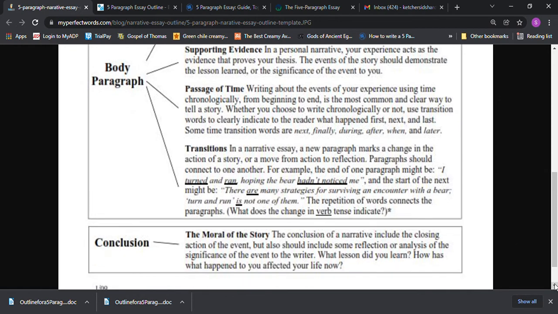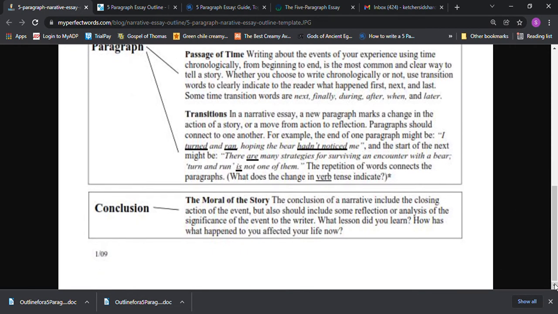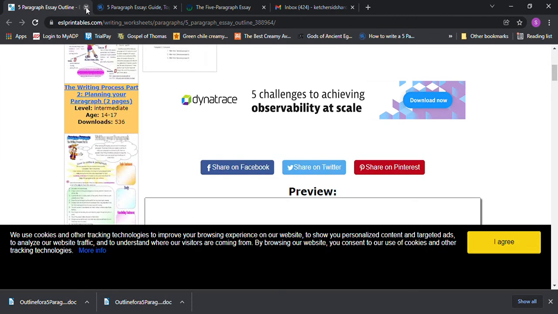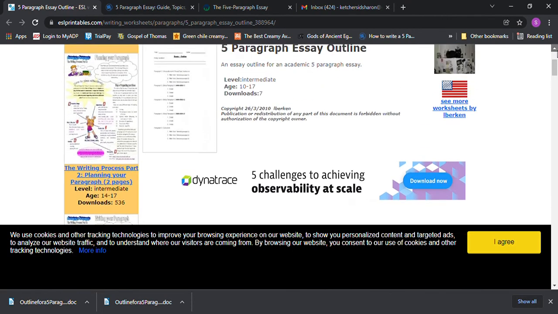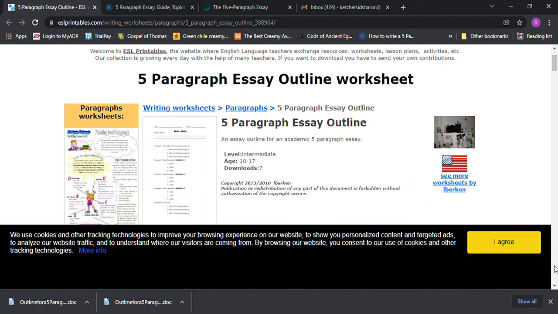Conclusion, the moral of the story. The conclusion of the narrative includes the close and action of the event, but also should indicate some reflection or analysis of the significance of the event to the writer. What lesson did you learn? How has what happened to you affected your life now? And like I said, sometimes when you get done, you're going to want to take that last paragraph and put it first, and the first paragraph and put it last, and I learned that from one of my college professors.